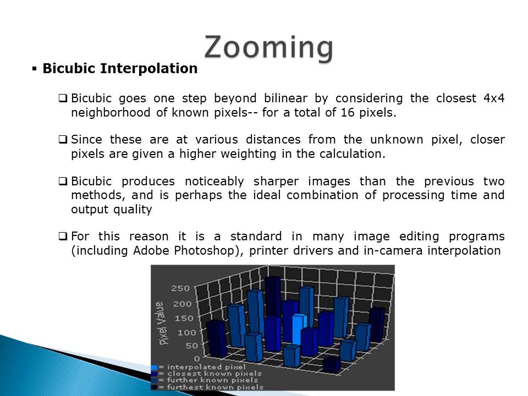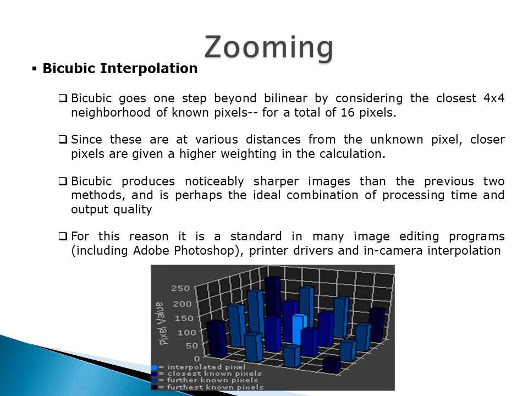So bicubic produces a sharper image because it has a combination of processing time and output quality that is good. The reason is that it considers its 16 neighbors. These 16 neighbors play a part in determining the actual pixel value. Because of its big advantages, it is used in many editing programs and also in printers and cameras. This method is used for interpolation.